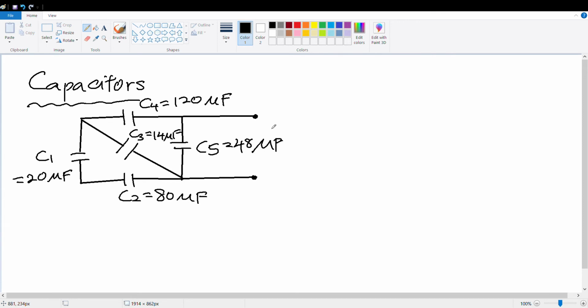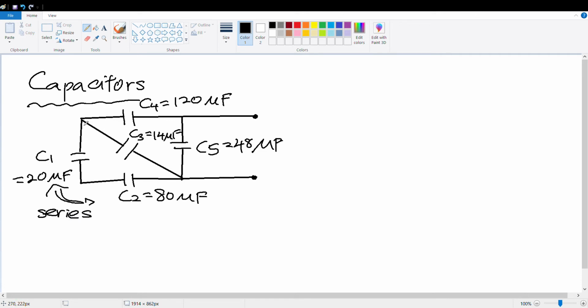So my main objective is, of course, to find out the total capacitance in this circuit. Before that, we need to observe which capacitors are in series and which capacitors are in parallel. So let us look at the first and the second capacitor. Obviously, this C1 and this C2 are in series with each other.